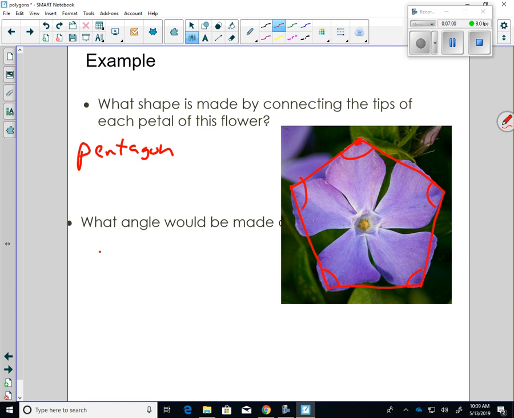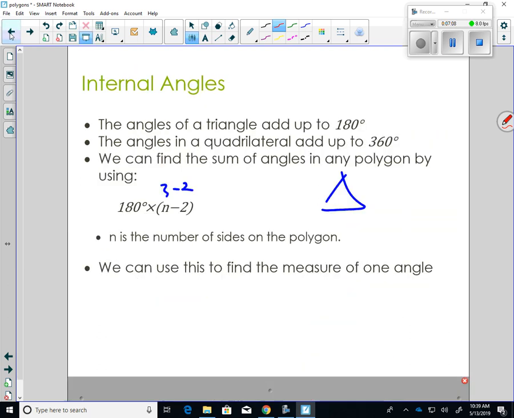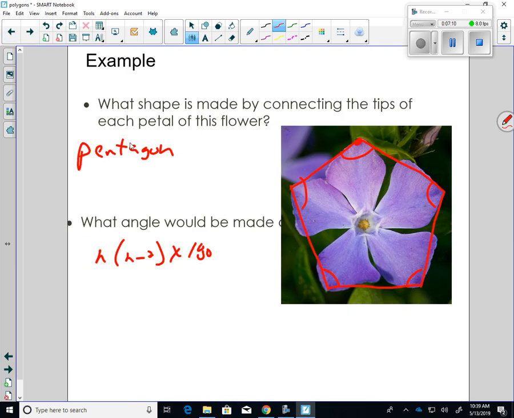So it would be n times n minus 2 times 180. Did I get the rule right? Yep. These are not ones I have memorized. Okay, good. So five-sided figure, 5 minus 2 times 180. So that's going to be 5 times 3 times 180. Pentagon. Did I do something wrong? Figuring out a number of diagonals? No, it says what angle would be made. Oh, okay, yeah.